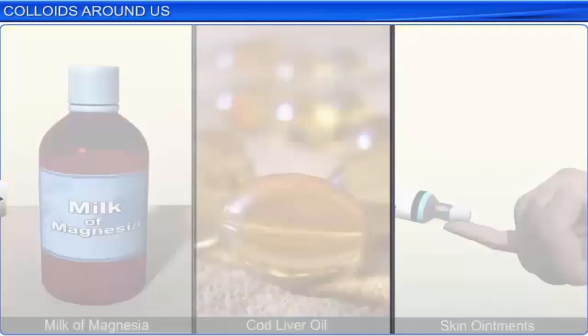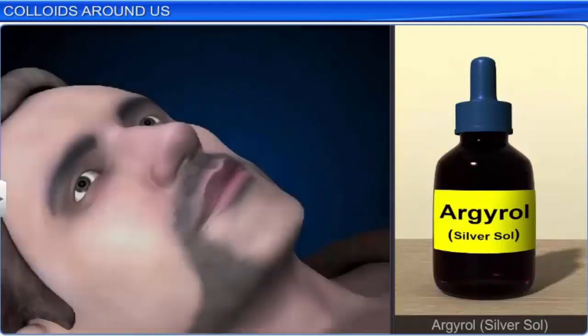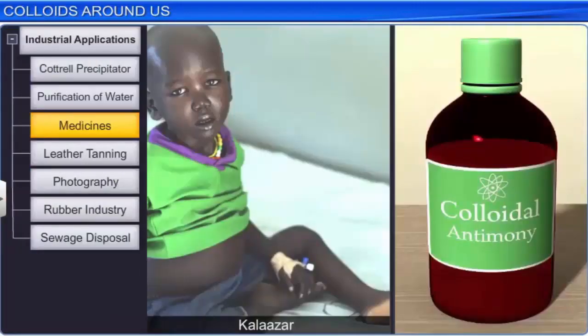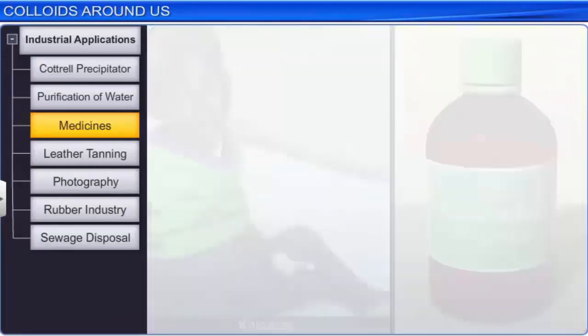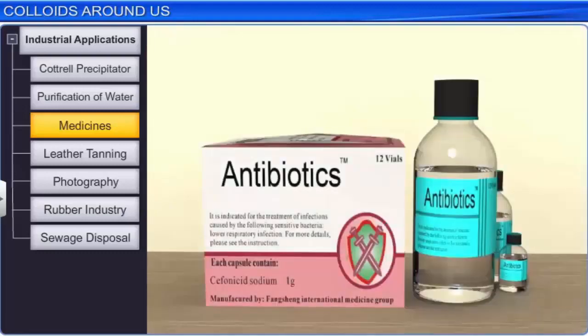Some important salts that are commonly used as medicines are argyrol, a silver metal sol used as an eye lotion; colloidal antimony used for curing kala-azar; and colloidal gold used for intramuscular injections. It is important to note that antibiotics are usually injected into the body in colloidal form.